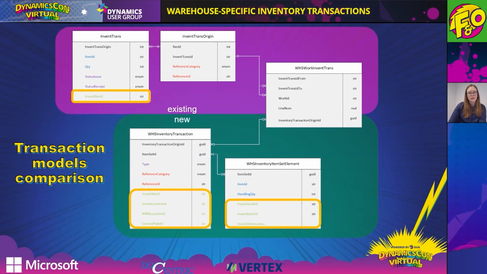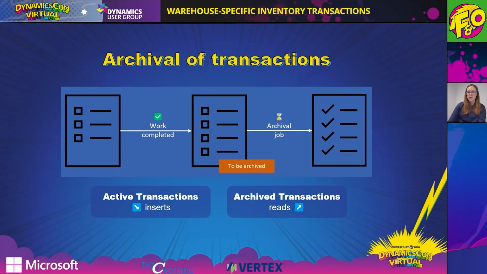Now it's denormalized and split, so the storage dimensions exist on inventory transaction and product and tracking dimensions exist on inventory item set element. I've said already a couple of times probably that transactions are inserts only. And some of you maybe already wondered that the size of this table could grow really fast, but we are prepared for that. Because whenever work is completed, the transactions are being marked to be archived.